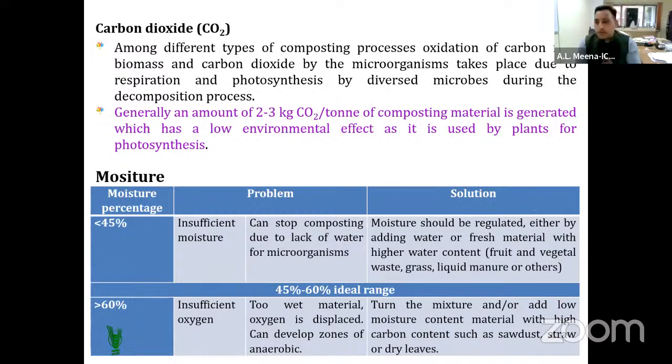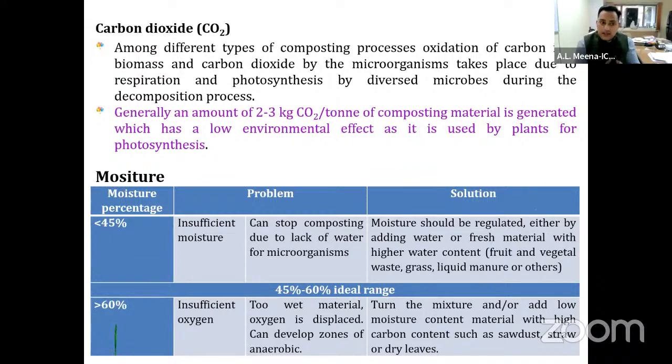If it is less than 45%, then very dry material will be there and it is very difficult for the microbes to digest the dry material. And if it is more than 60%, then there will be clogging and anaerobic conditions will be generated. So the ideal range should be 45 to 60%.